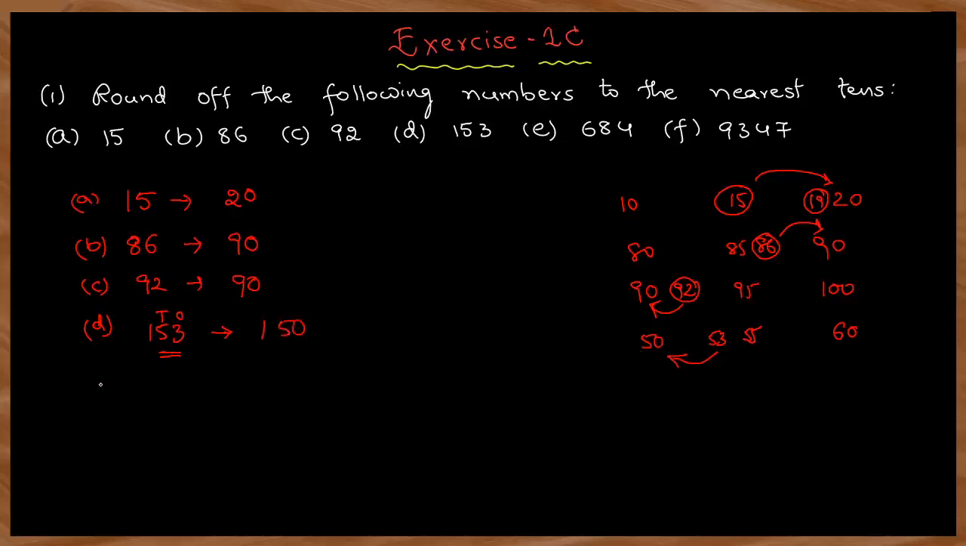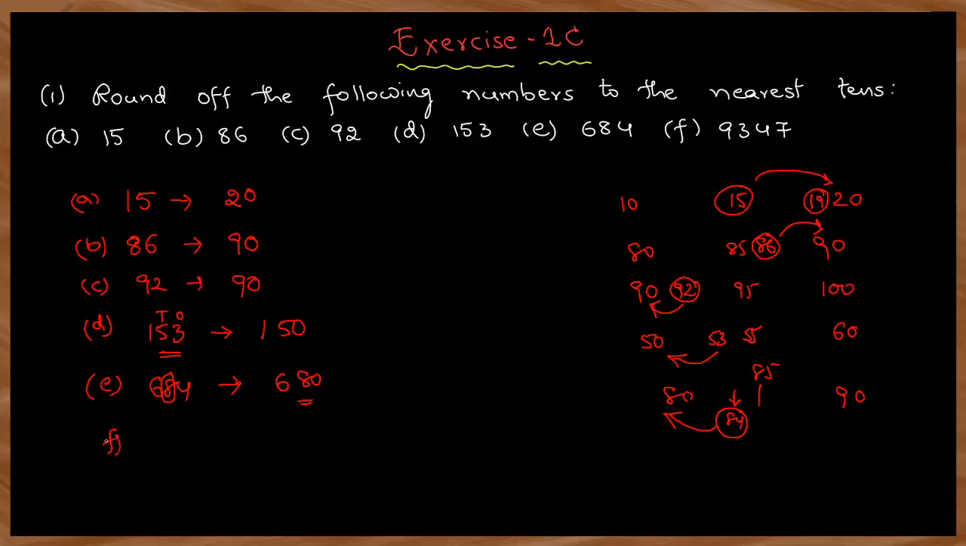Okay. So next, 684. So here also he is asking only for nearest tens. So what is the tens place value here? 80. In between 80 and 90, where exists 84? Below 85 only. So somewhere here. So what will be the nearest 10 of 84? 80. So you write hundreds place 6 as it is and change this 84 as 80. So the nearest 10 of 684 is 680.